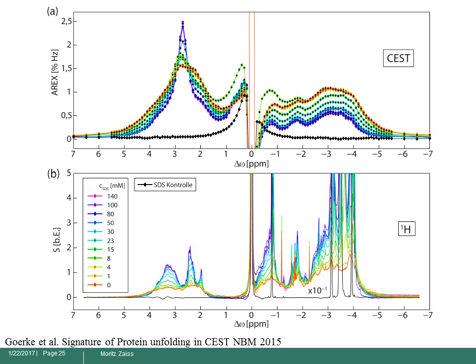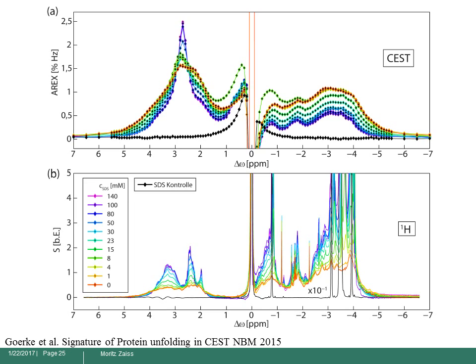So this is a paper in NMR in Biomedicine, and what we did here is we unfolded BSA, and what you see is again, in the top image, that the upfield NOE decreases with protein unfolding. So the more unfolding you have, the more this signal decreases. And on the left side, you see that also around 3.5 ppm, the baseline decreases.